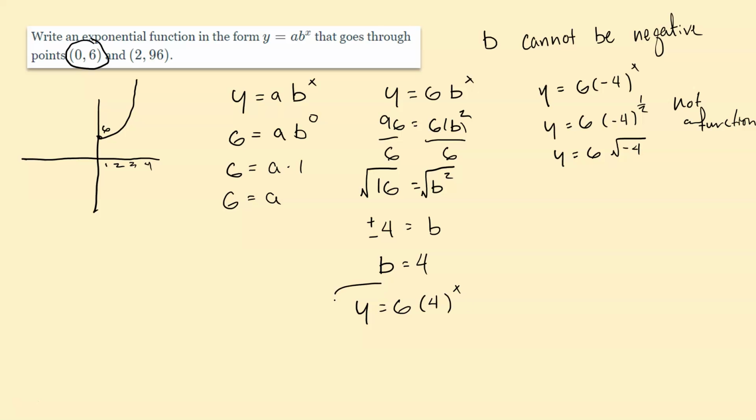So that means our function is just this, y equals 6 times 4 to the x power. And one thing to note is Delta Math does want your answer in this form, y equals, not f of x equals. So I tried it, and if you do f of x equals, they will count it wrong. So make sure you put it in y equals form.